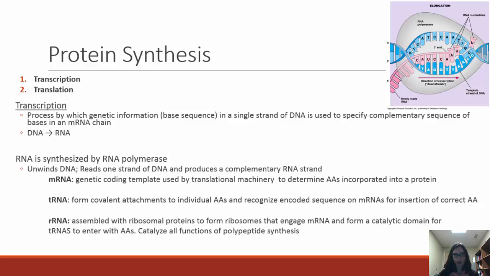So messenger RNA, and we're going to go specifically into what that is. And we actually do have 3 types of RNA polymerases in eukaryotes, but we don't need to know the specific types for the purposes of this course.